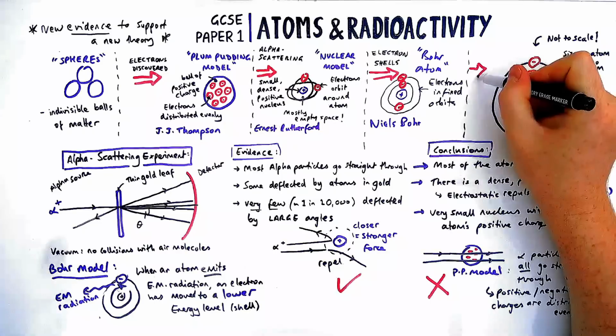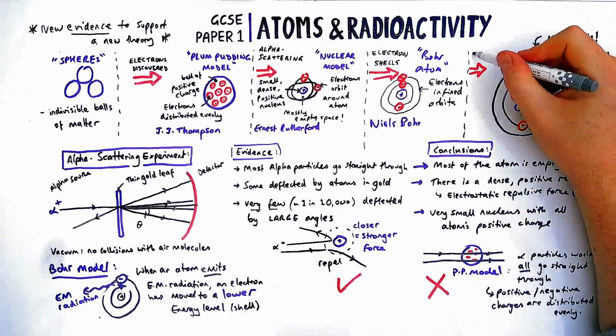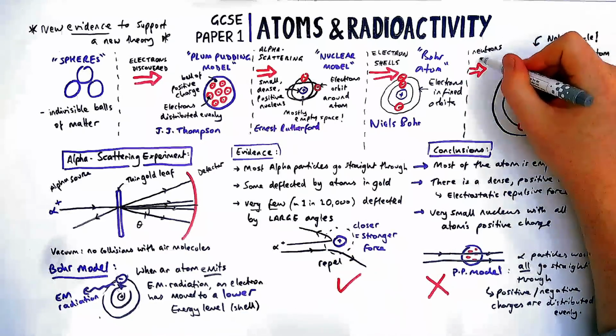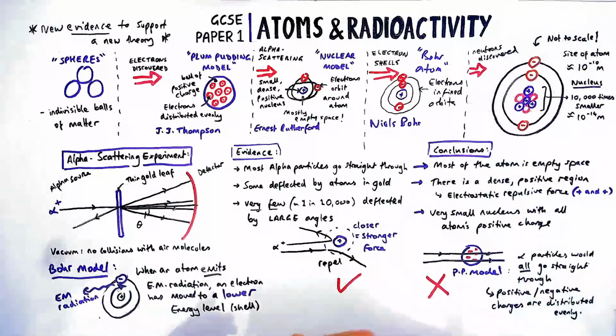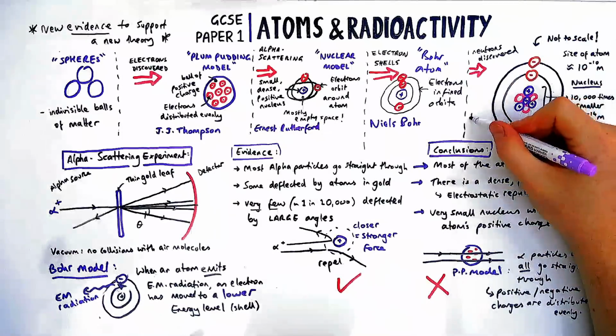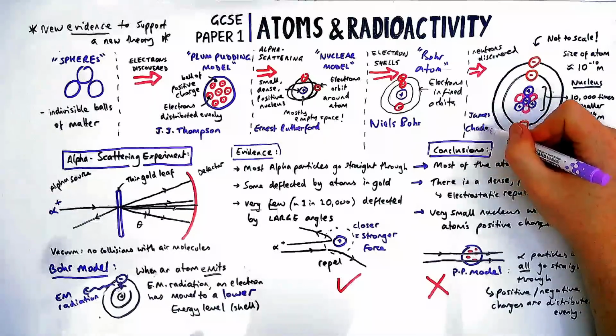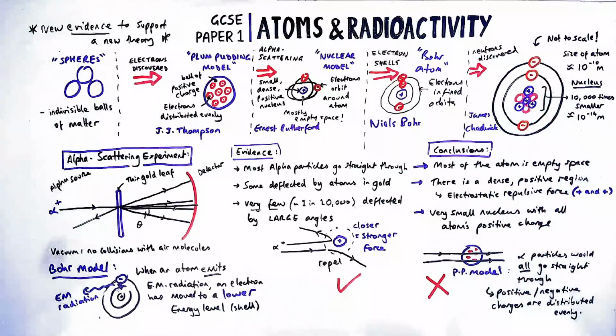The last little step on our journey is the neutrons, which were discovered quite late, quite a couple of decades after the nuclear model. This is because they have no charge, so they're very difficult to detect. This was done by James Chadwick, who discovered the neutron and led to the atom looking like it does on the right-hand side of the screen as our model.